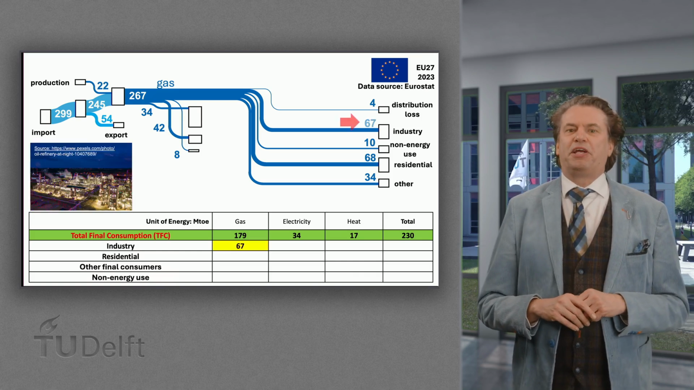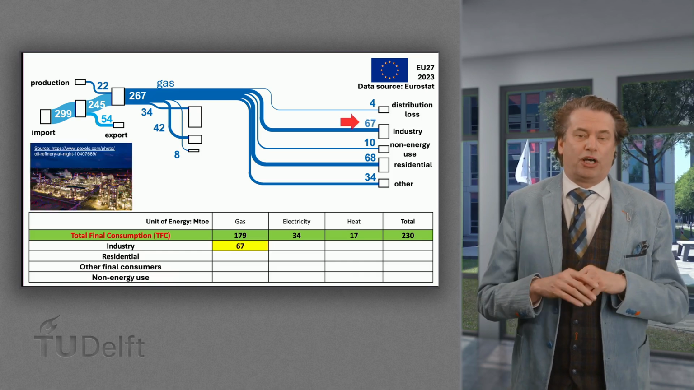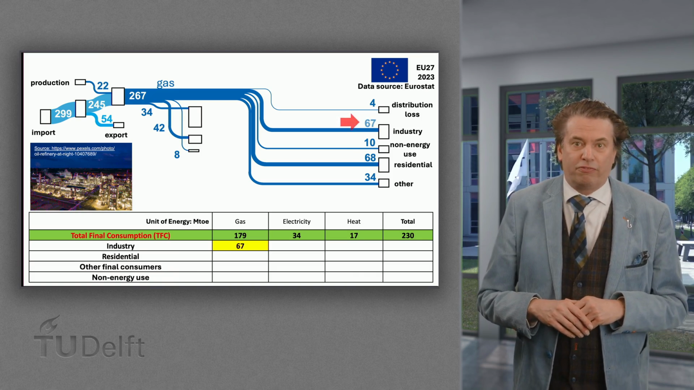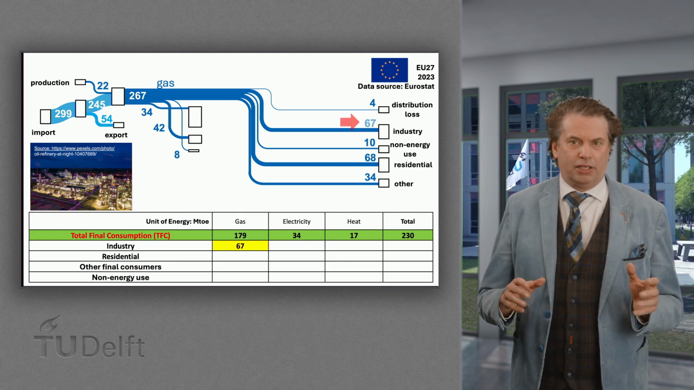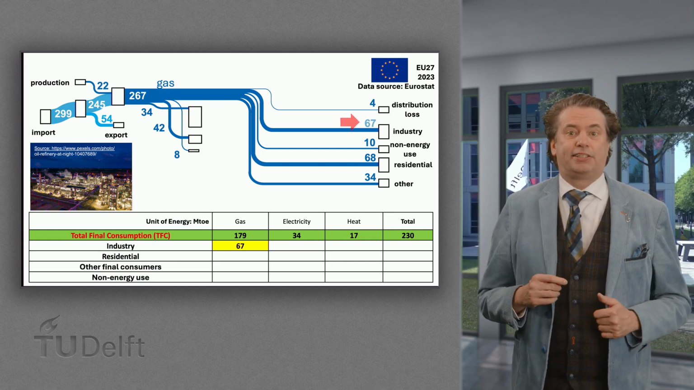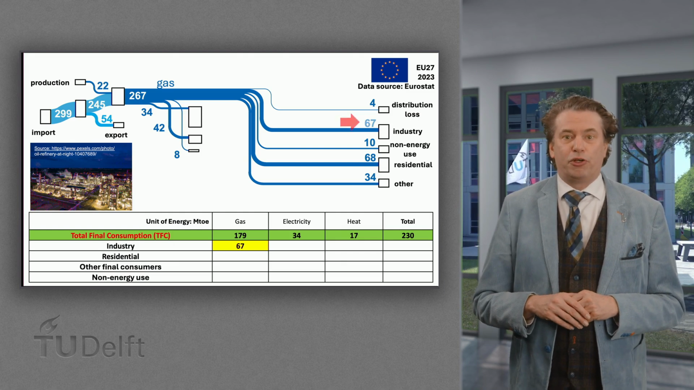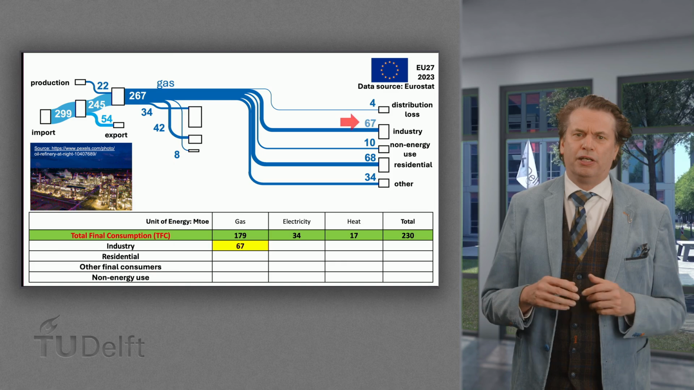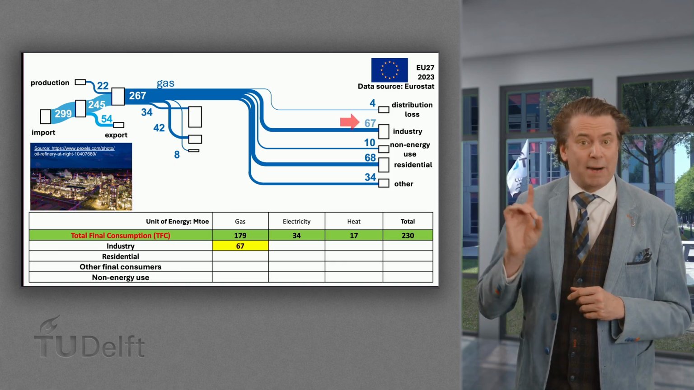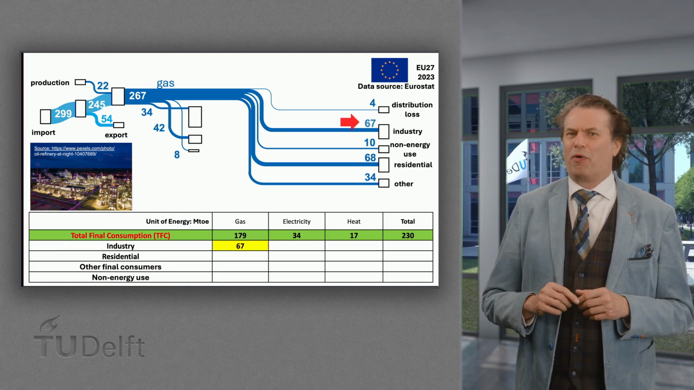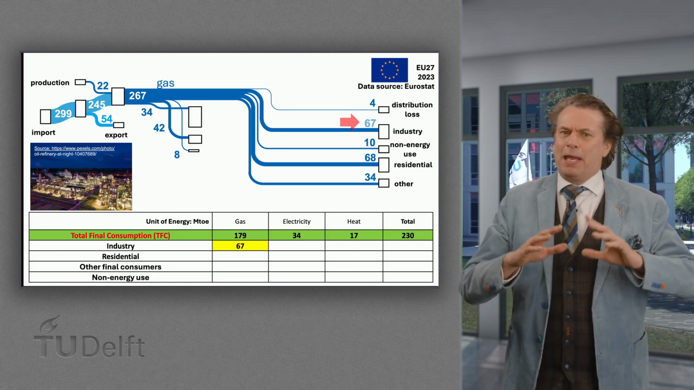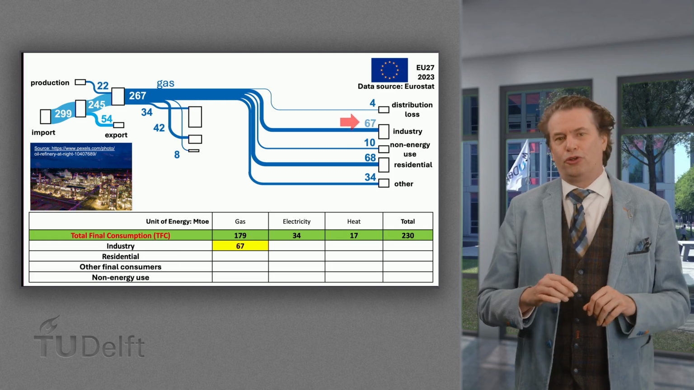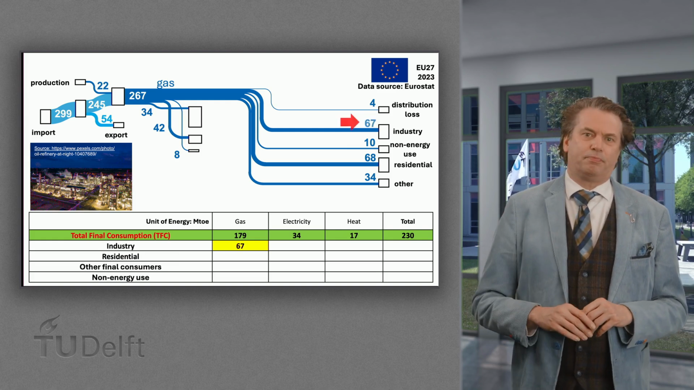The industry in the European Union consumed in 2023 a total of 67 megatons oil equivalent in the form of gas. It shows as plus 67 in the industry row and gas column. You would think, as this gas is consumed, it would make sense to use a minus here. Yes, you are right. However, in many balances in this specific section, the consumption is considered to be positive.